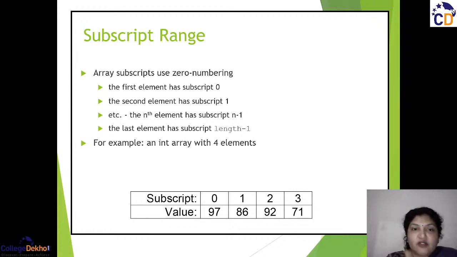This is a very, very important slide where you need to understand how we access the elements using indexes. So the first index is A0, holding the value 97. The second index is A1, holding the value 86, and so on. Right?